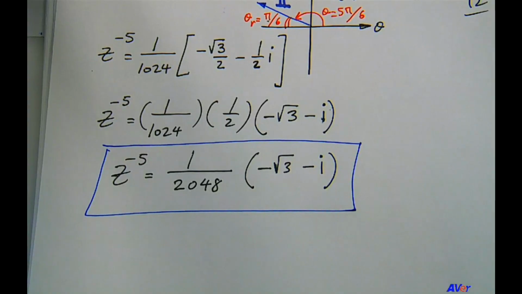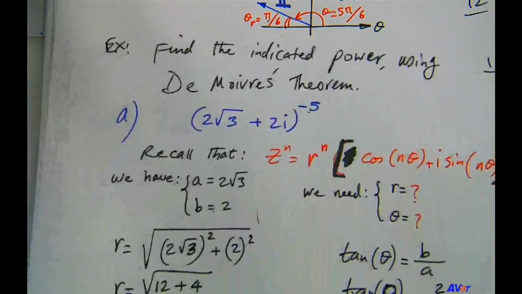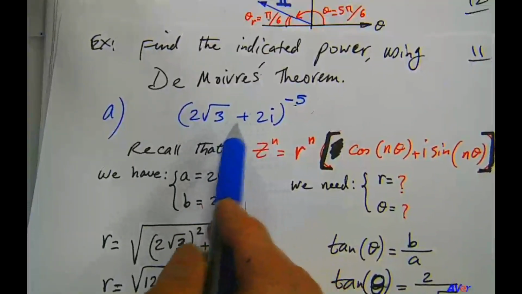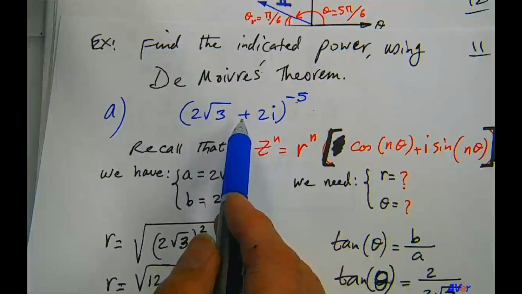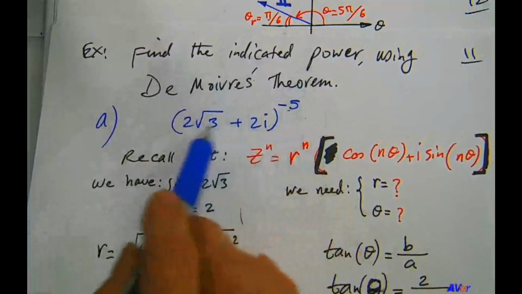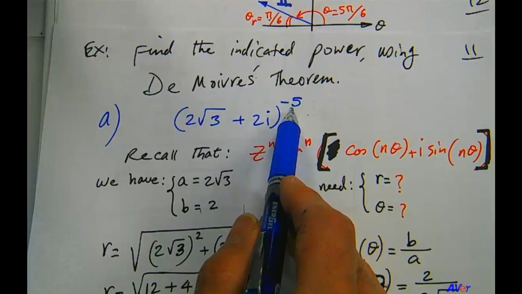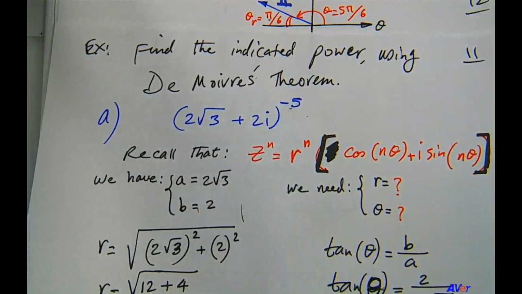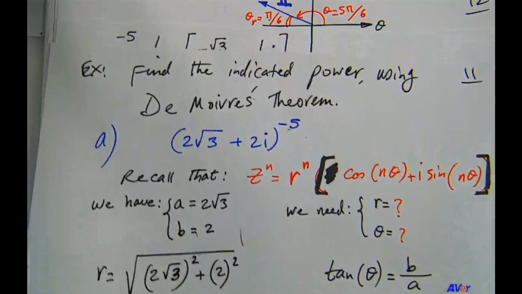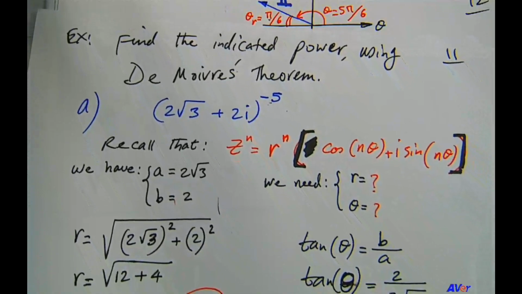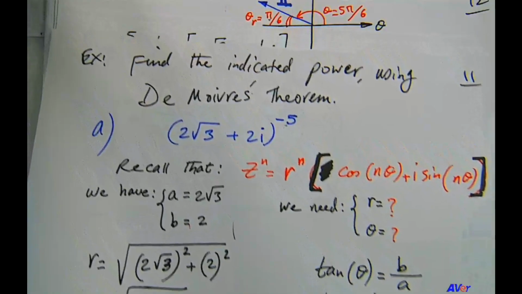Okay, so what did we do? We used de Moivre's theorem to raise this complex number to this power, negative 5. In the next example, we will do the same thing, but with a positive power. Okay, let's do that.